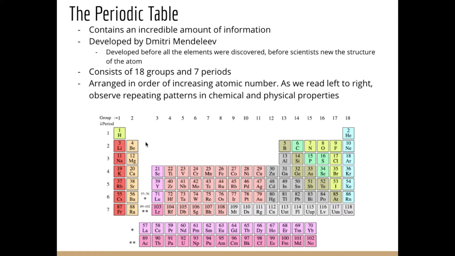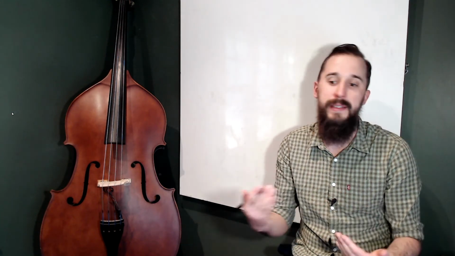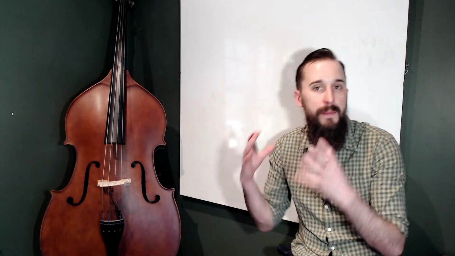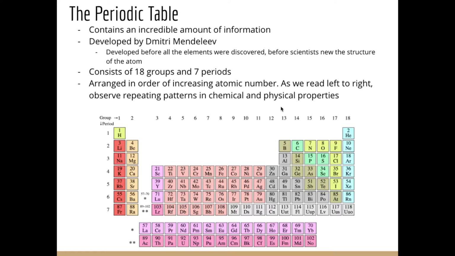As we read left to right, we observe repeating patterns in chemical and physical properties, and it's these repeating patterns that we see that is the foundation of periodicity. That's what periodicity means, the repeating patterns that are observed in both the physical and the chemical properties. So we're starting today by looking at the physical properties that we observe.